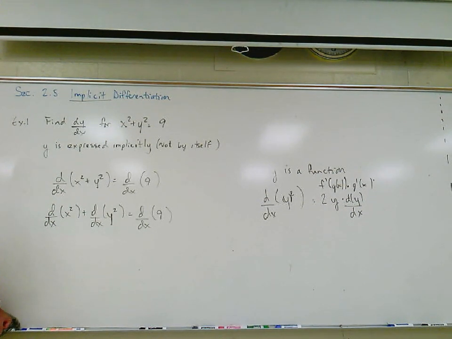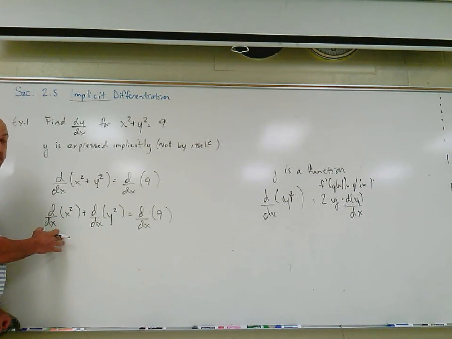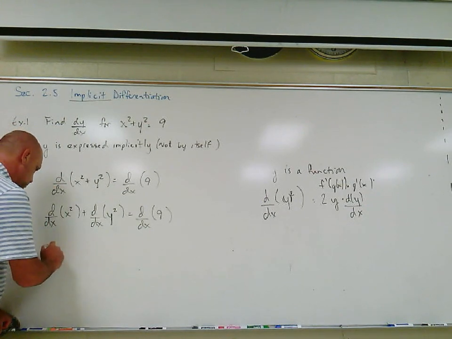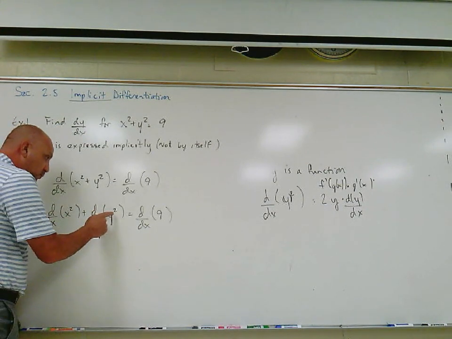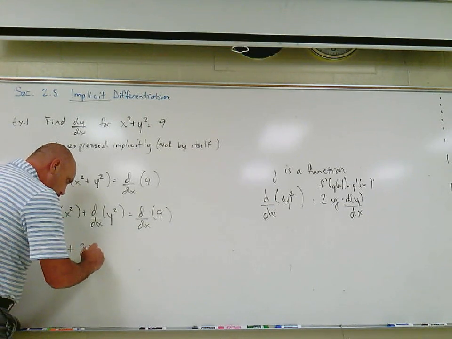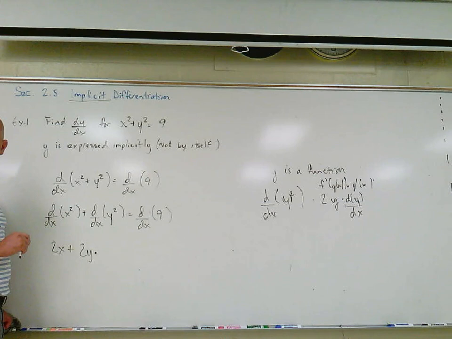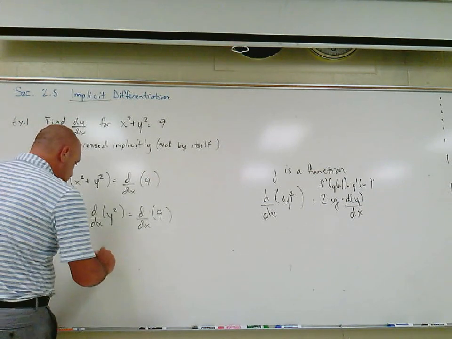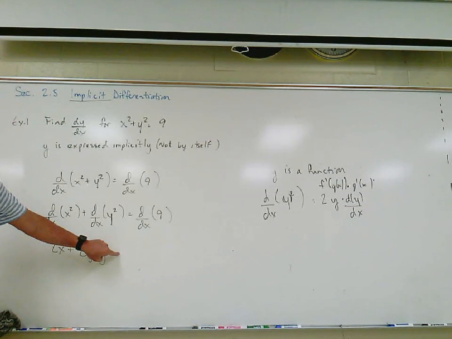Okay, so let's differentiate each one. What's the derivative of x squared with respect to x? 2x. You don't need the chain rule. Now, since this is the derivative of y squared with respect to x, you do the derivative like you normally would, but then you have to multiply by the derivative of the inside, which is y prime. So notice, anytime the variables don't match, you should end up with a prime at the end.